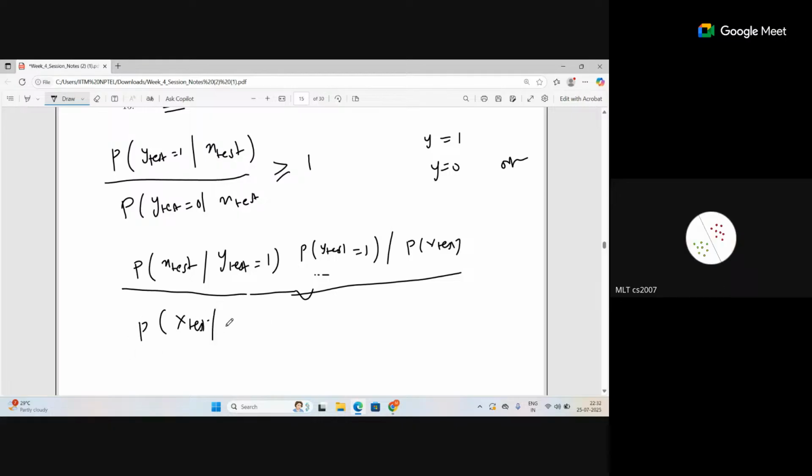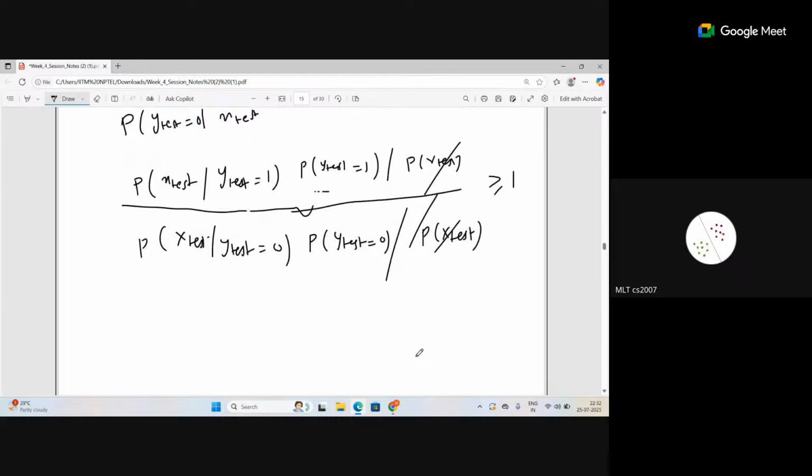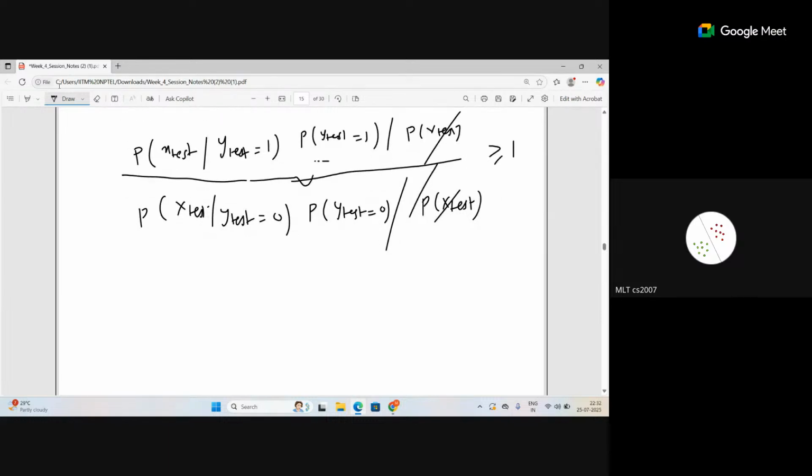The ratio: probability of x test given y test equal to 0, times probability of y test equal to 0, divided by probability of x test. I hope all of you understand this part. That is greater than or equal to 1. In this case, the probability of x test will cancel because it is the same. Anyway, we are doing the comparison, so that is not required.